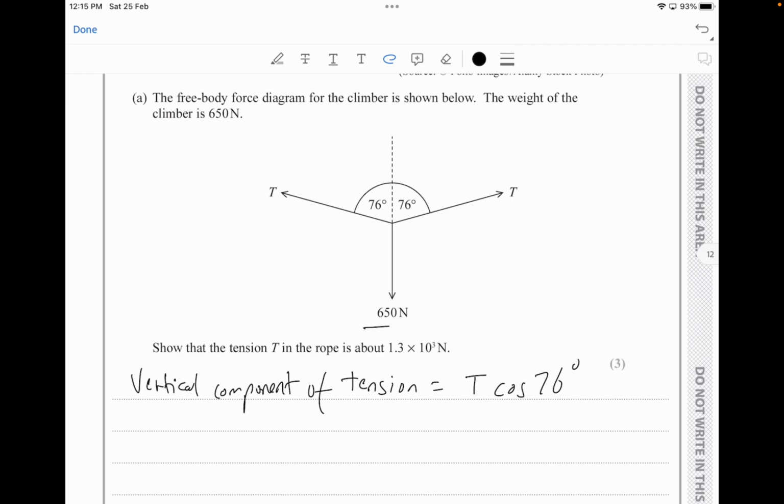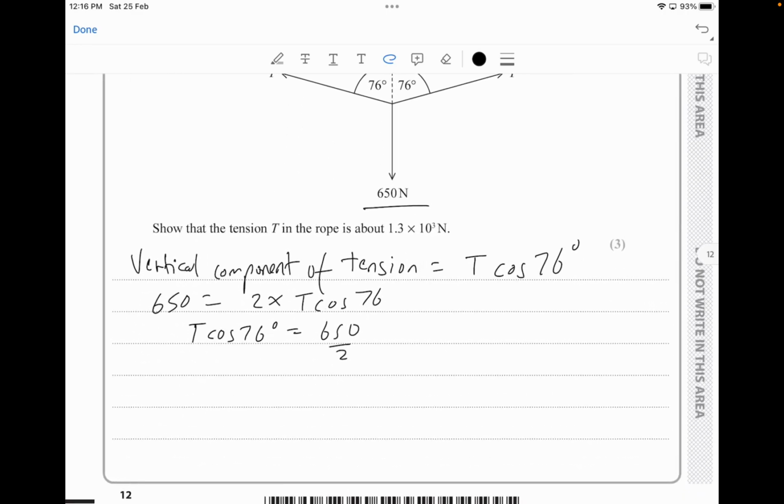So we know that the total weight is 650, so 650 is equivalent to 2 times the tension, which is T cos 76. Indirectly we're going to rearrange this to make T cos 76 equivalent to 650 divided by 2. That's going to give you roughly 325. So T is equivalent to 325 divided by cos of 76.